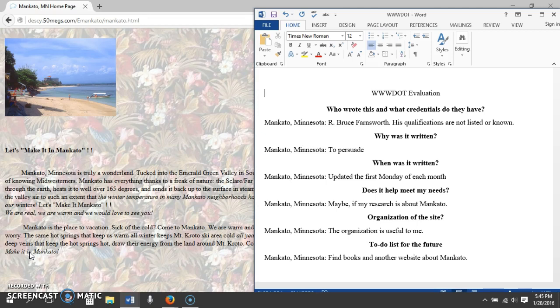Does it help meet my needs? Maybe if my research is about Mankato, but reading the information on this website makes me question the information it's giving me, because 70 degrees in some places and snow in other places of the same city still doesn't make much sense. Organization of the site. The organization is useful. I can navigate between the pages easily, there's a lot of information on the topic, and I can read it without much difficulty. To-do list for the future. I need to find books or another website about Mankato because I don't quite trust the information on this website.